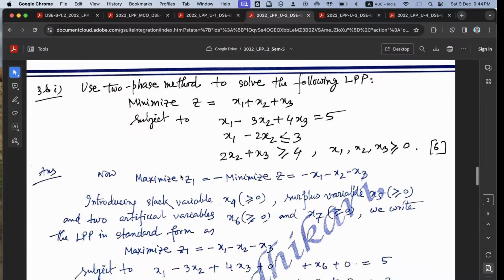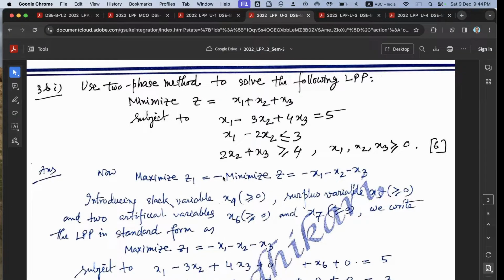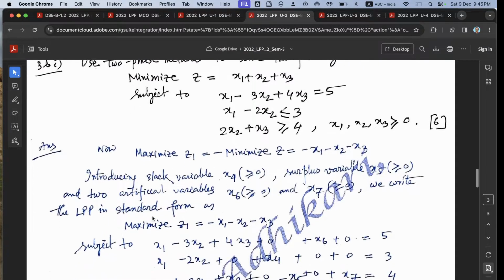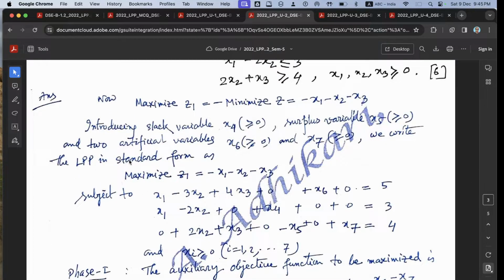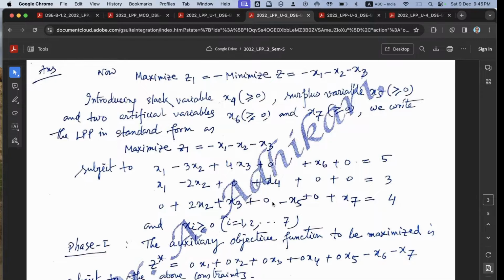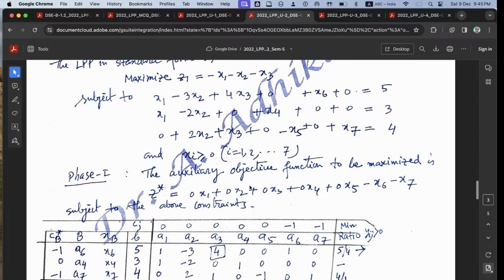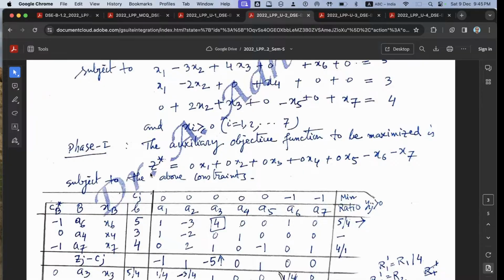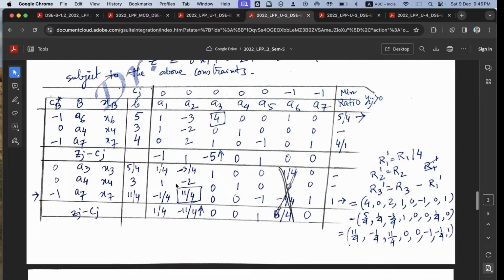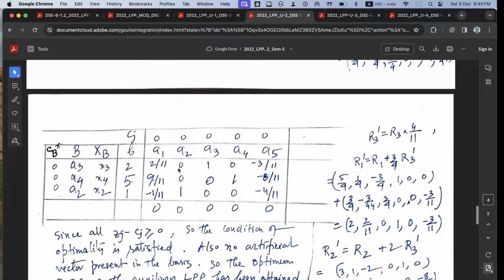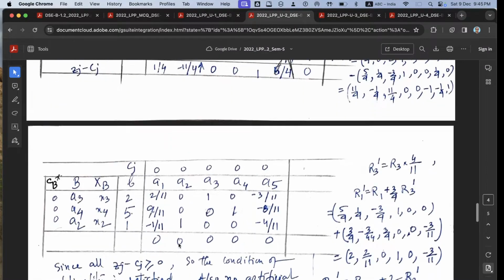Here, two-phase method. Maximize z1 equal to minus of minimize z equal to minus x1 minus x2 minus x3. Introducing slack variable x4, surplus variable x5, and two artificial variables x6 and x7, we write the LPP in standard form as this. Phase 1: the auxiliary objective function to be maximized is z star equal to 0 into x5 minus x6 minus x7, subject to the above constraints. We get the initial table of phase 1.